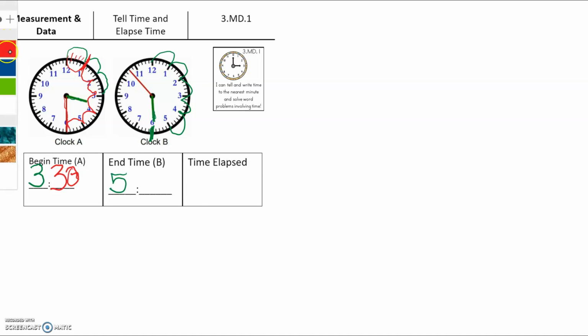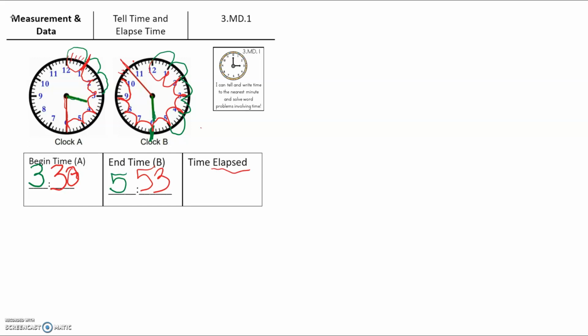And our minutes will be 5, 10, 15, 20, 25, 30, 35, 40, 45, 50. We're not at 55, which would be right there. So we have to now count by ones. 50, 51, 52, 53. So this clock shows 5:53. So we begin an activity at 3:30. We ended it at 5:53.